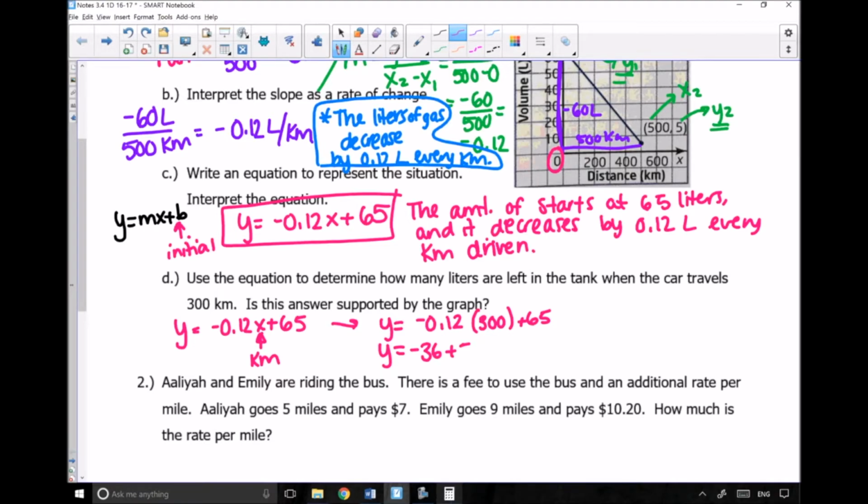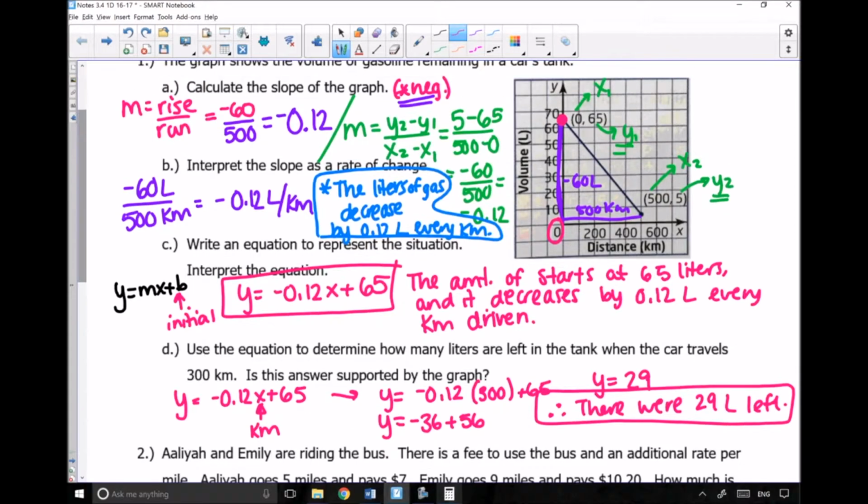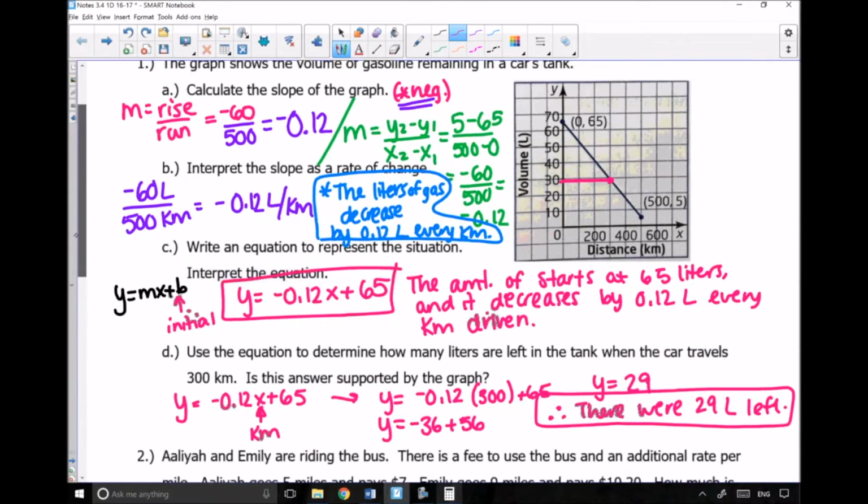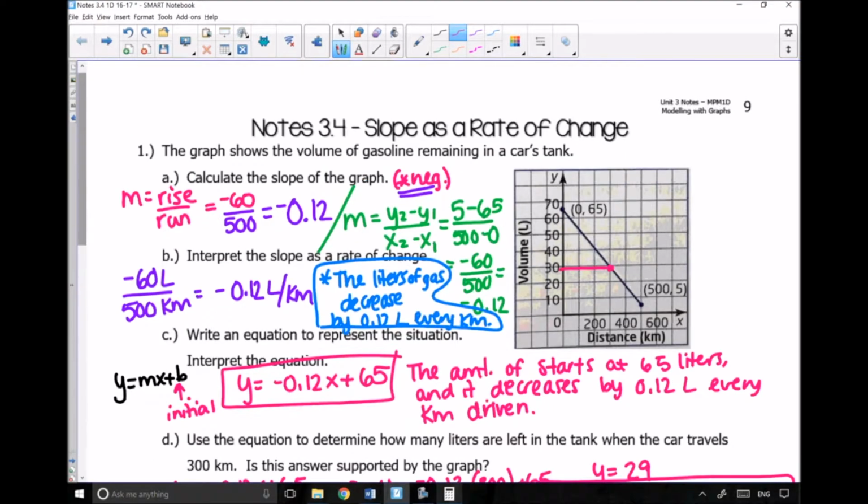Okay, is this answer supported by the graph? Let's go ahead and see. So at 300 kilometers, am I at 29 liters left? Looks pretty accurate to me, so that looks like it'll be the right answer. Okay, and that's how we look at slope as a rate of change.